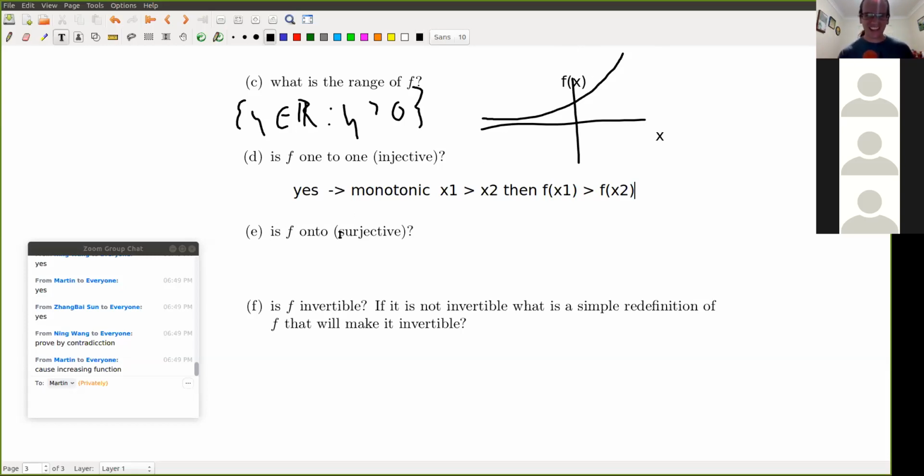Okay, so is f, as it's defined, onto, a surjective function? Where did people go for that one?